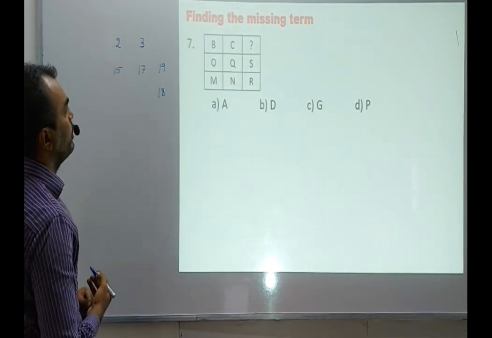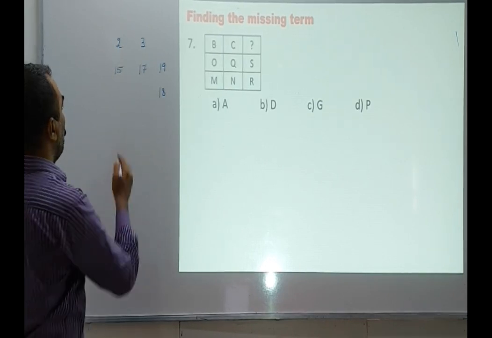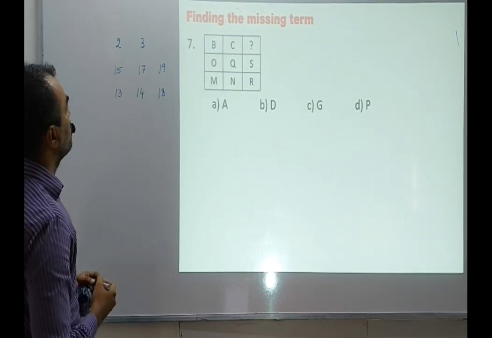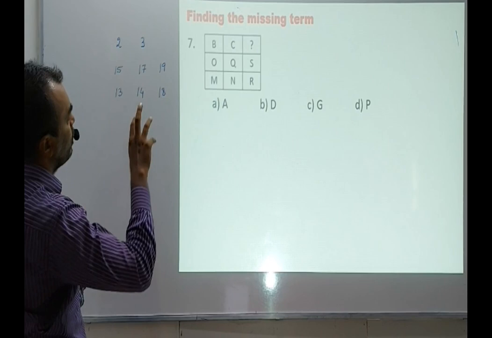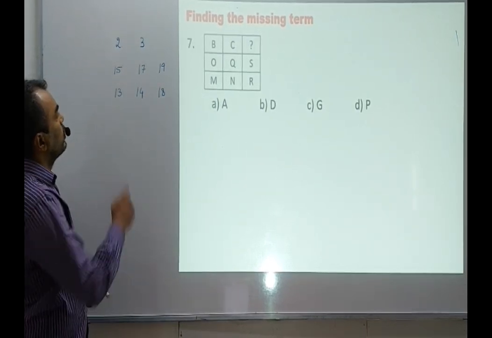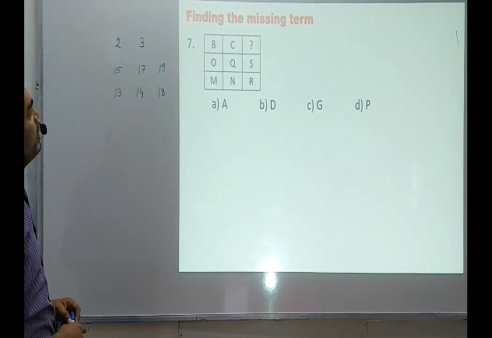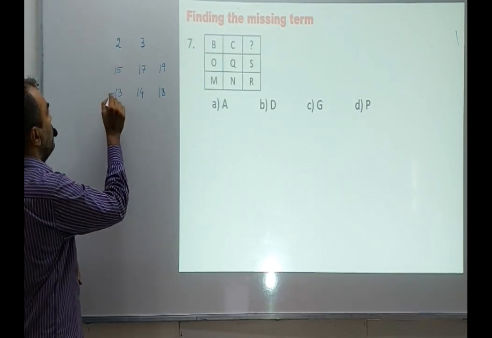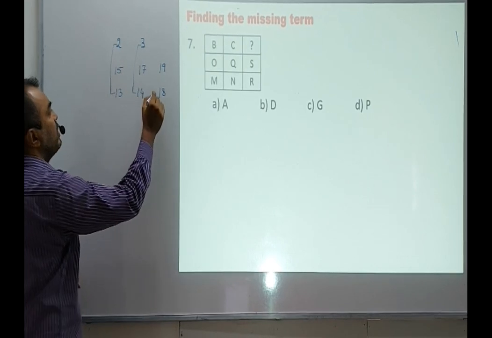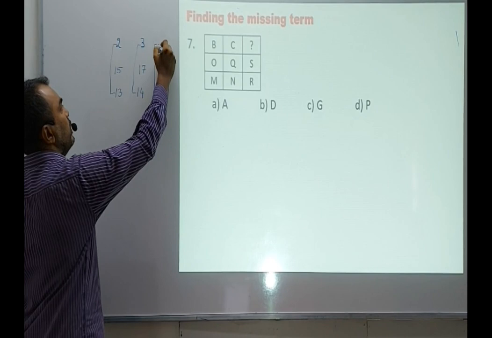S will be the 19th letter. What about M? A, B, C, D, E, F, G, H, I, J, K, L, M is 13th and N is 14th. So first what I have done here, I have converted the letters into its corresponding digits. So A, B is the second letter, C is the third letter. And now I hope you can easily find the pattern.